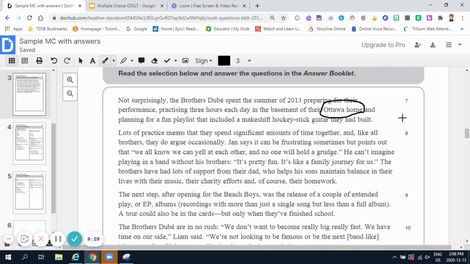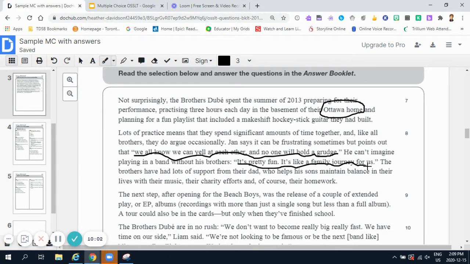Lots of practice means they spend significant amounts of time together, and like all brothers, they do argue occasionally. Jan says it can be frustrating sometimes, but points out, "We all know we can yell at each other and no one will hold a grudge." And I'm just underlining this because I know there's a question that asks me about different quotations, so I'm going to underline where I see them making these statements so I know where to go back. He can't imagine playing in a band without his brothers. "It's pretty fun. It's like a family journey for us."